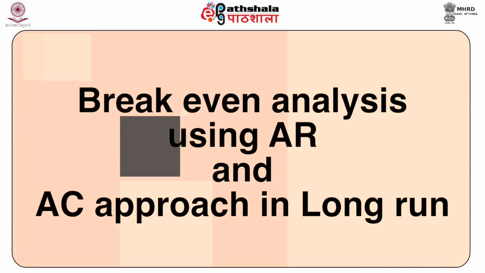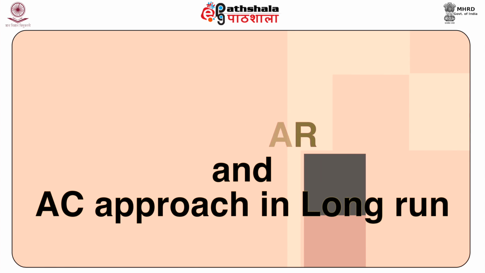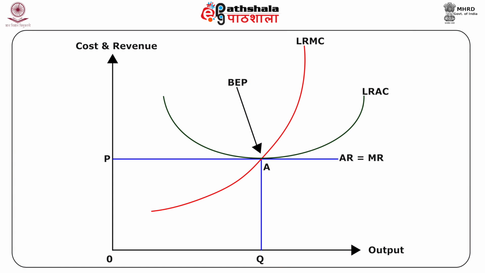Break-even analysis using AR and AC approach in the long run. In the case of perfectly competitive markets, in the long run, firms will earn only normal profits, that is break-even, because in the long run, firms have the option to enter and exit the industry. So, the competition among firms will drive down the profits to the level of normal profits. This point will also be analyzed in detail in later modules. According to figure 5 above, the break-even point is at point A where TR is equal to TC.